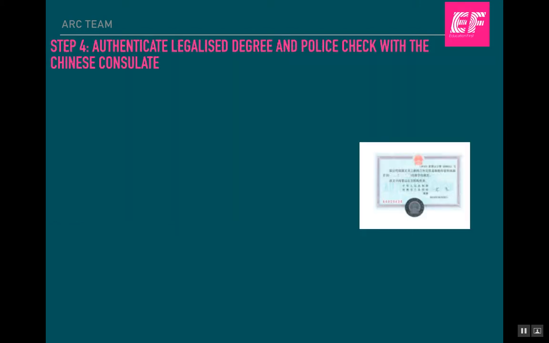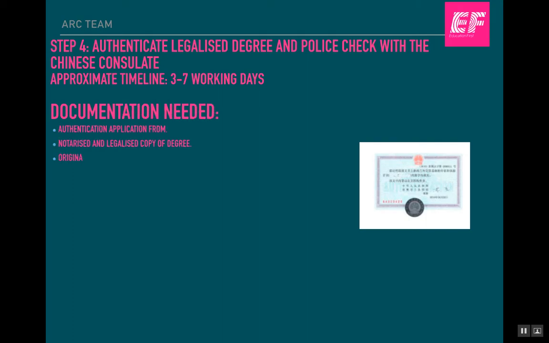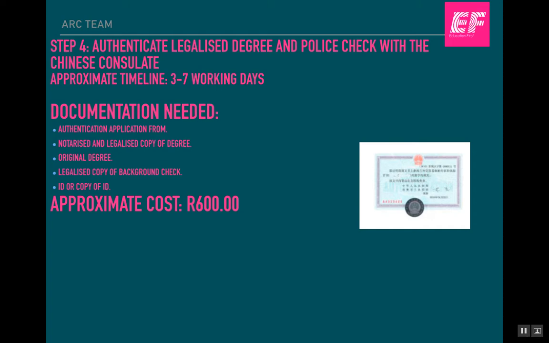Okay, step 4, authenticate legalized degree and police check with the Chinese consulate. So the approximate timeline for this is 3 to 7 working days. The documentation that you need is the authentication application form, notarized and legalized copy of degree, your original degree, legalized copy of background check, and a copy of ID.